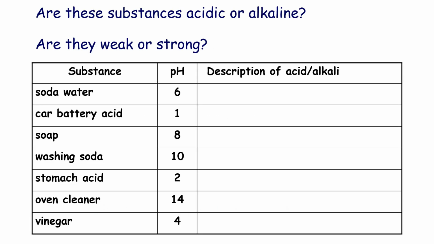Let's test you out then to see if you've understood the pH scale. The substances are listed on the left of the table. The pH number is given and you have to describe whether it's an acid or alkali and also if it is weak or strong. We'll do the first one together. Soda water, pH 6. This would be described as a very weak acid. Try to do the others by yourselves. 1 minute.